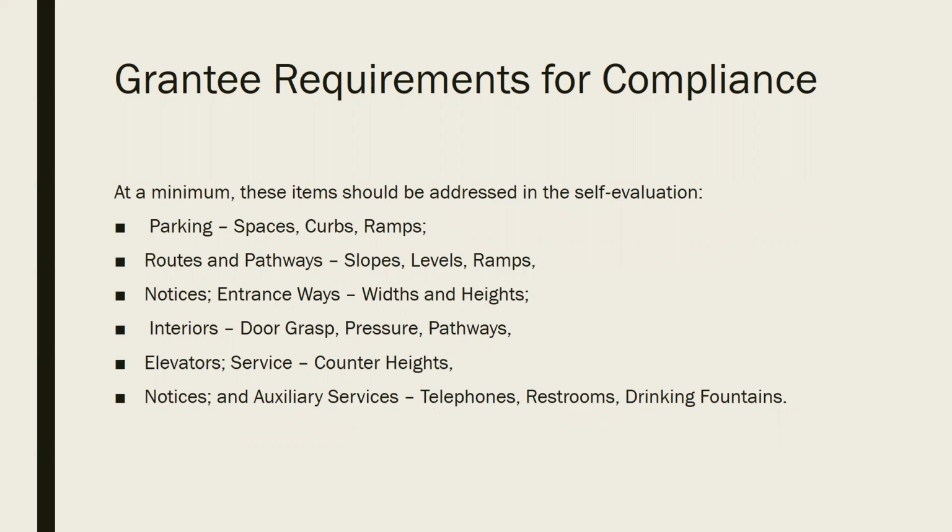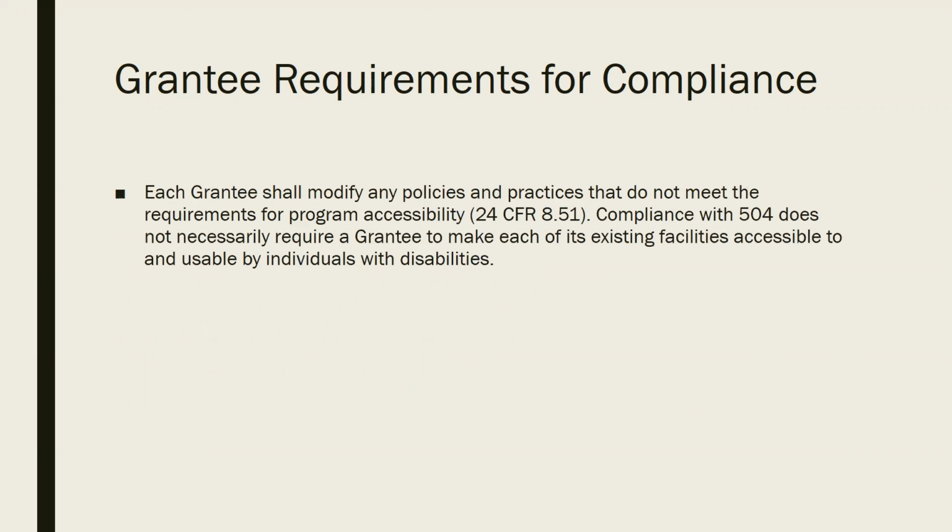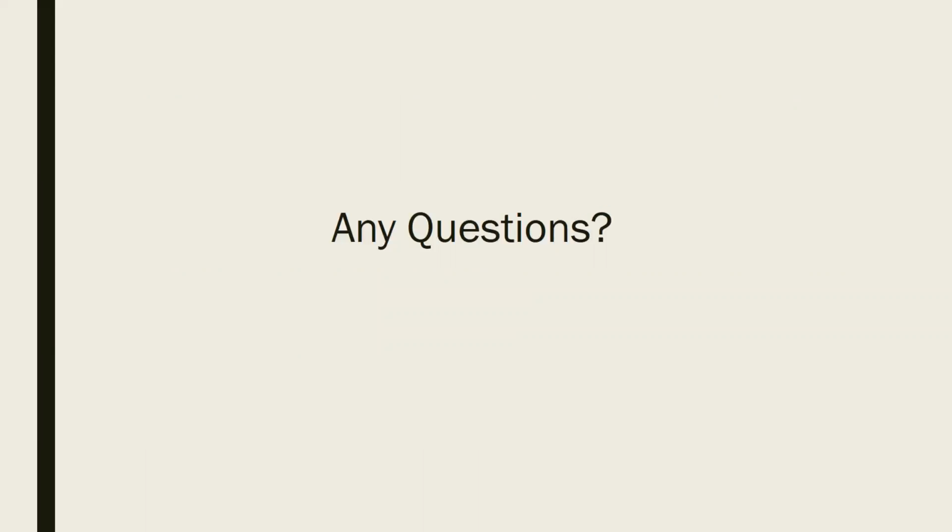Here are some different things that you can address within your self-evaluation: parking, routes and pathways, entryways, interiors, elevators, even telephone. And like I said, if you have any policies, make sure you modify them if you do encounter those things, for people to have a way to use your facilities. Have any questions about that?